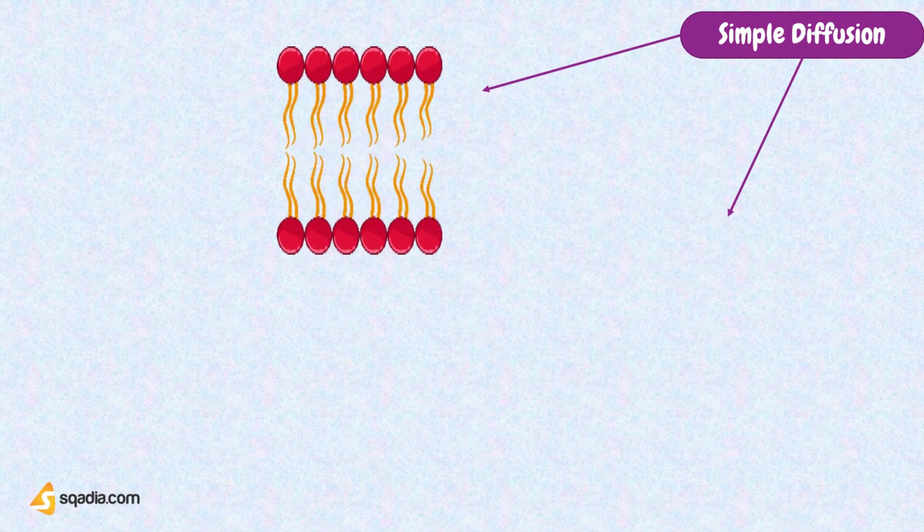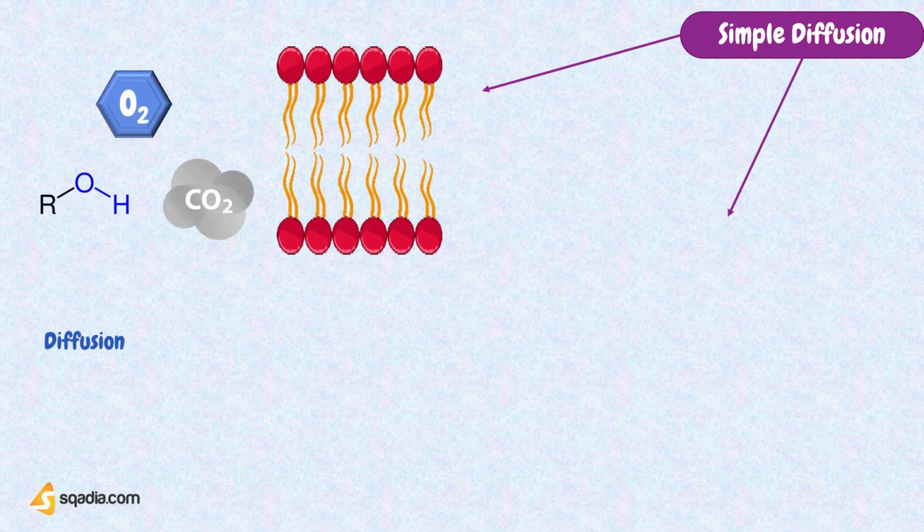Simple diffusion through the lipid layer. The lipid layer of the cell membrane is permeable only to lipid-soluble substances like oxygen, carbon dioxide, and alcohol. The diffusion through the lipid layer is directly proportional to the solubility of the substances in lipids.